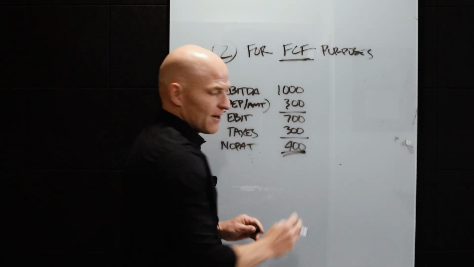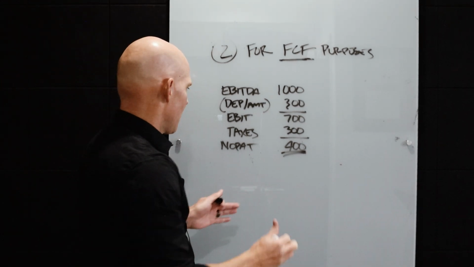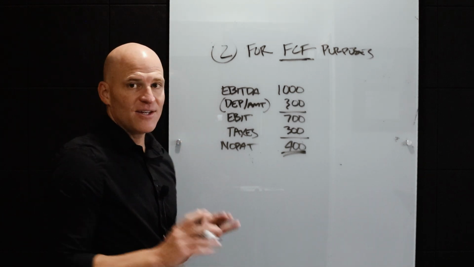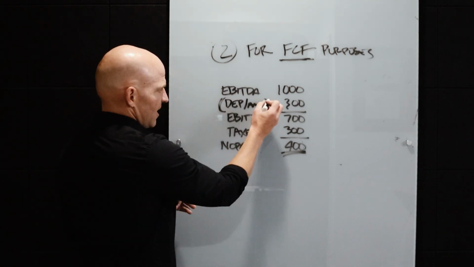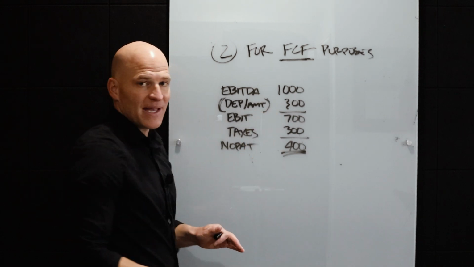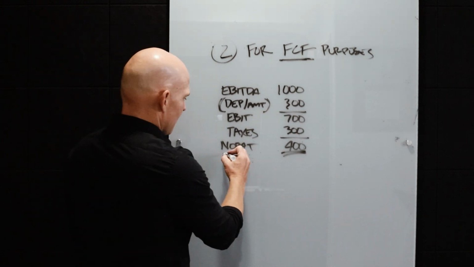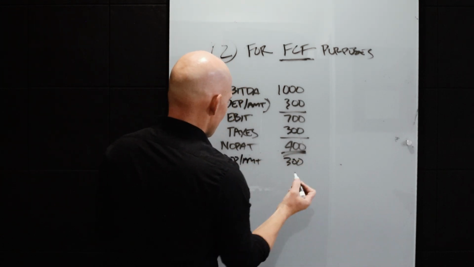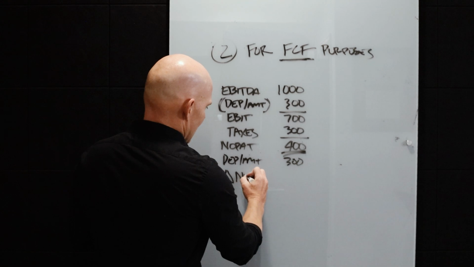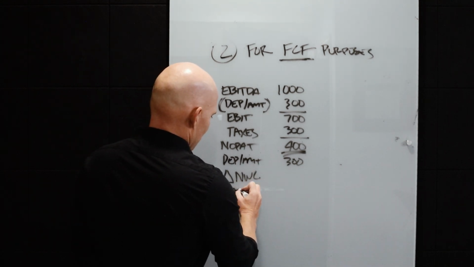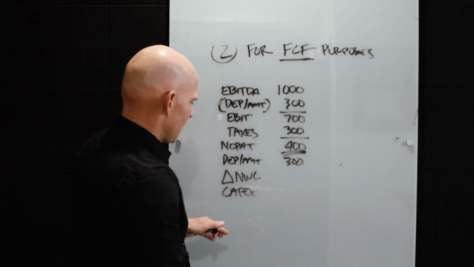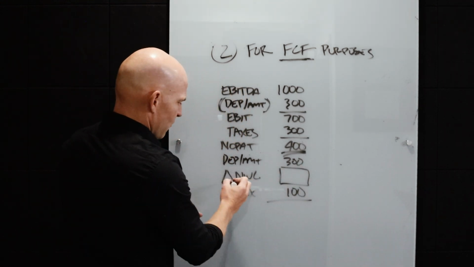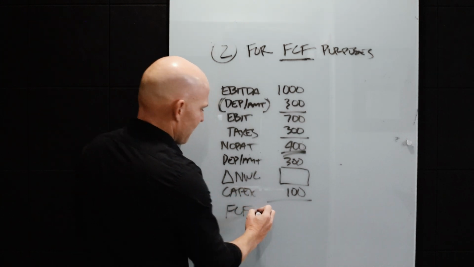Well, this number right here is not the same thing as free cash flow. So to get to free cash flow, now that I've accounted for taxes, I need to add back non-cash items. Depreciation and amortization is a non-cash expense. In other words, it's not a cash outflow. So we have to add back depreciation and amortization right here. And then I have to account for changes in net working capital and capital expenditures, which come off the statement of cash flows. Let's just say this is 100. I have to solve for changes in net working capital to arrive at free cash flow.